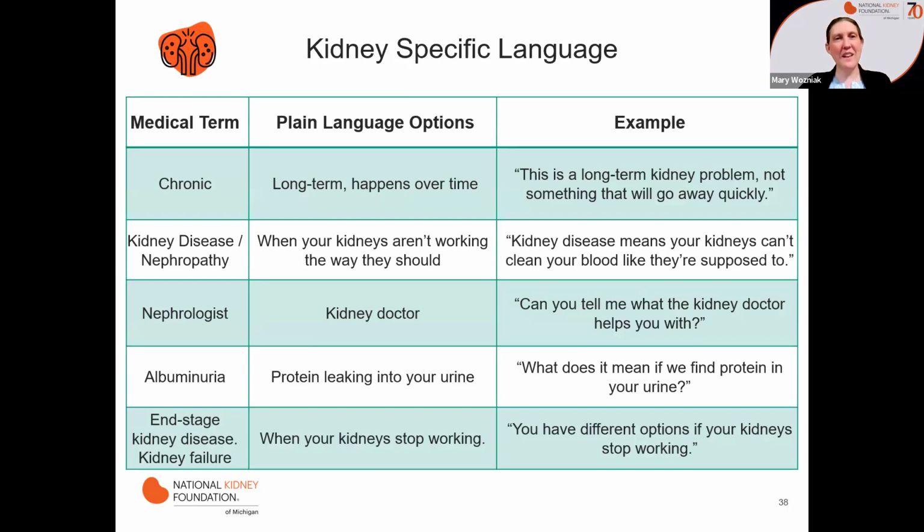Wanted to share some kidney specific language to keep things in plain language. These are some terms that might throw some people off. Chronic. So really explaining that this is a longer term kidney problem. It's not something that's going to go away. It's happening over time. Kidney disease, nephropathy, is one that we hear a lot that patients don't always know what that means. So that your kidneys are not working or not filtering the blood like they should. They may not be familiar with what a nephrologist is, so really explaining to them that that's a kidney doctor or kidney specialist. And albuminuria means that we find some protein in your urine.